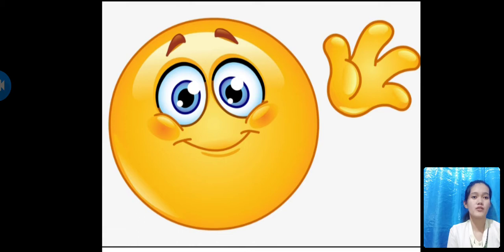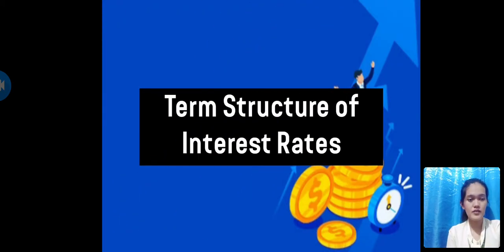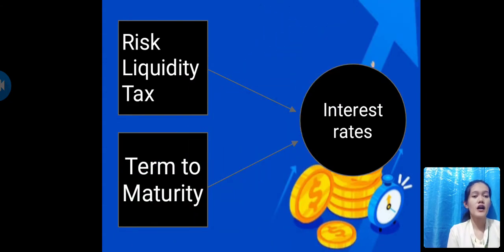So let's proceed to the term structure of interest rates. In previous topics, we have seen how risk, liquidity, and tax consideration can influence the interest rate. There is also another factor that influences the interest rate on a bond, which is its term to maturity. Bonds with identical risk, liquidity, and tax characteristics may have different interest rates since their time remaining is different.